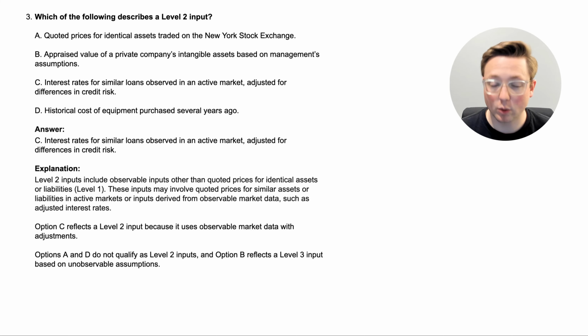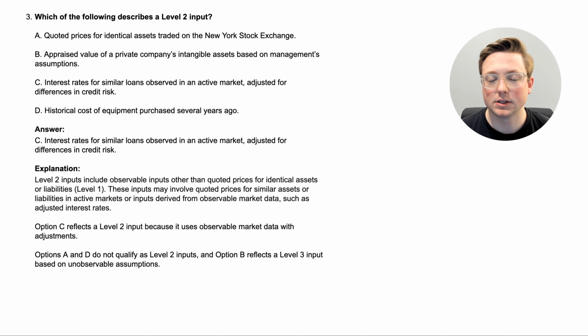Options A and D do not qualify as level 2, and option B reflects a level 3 input based on unobservable assumptions, and that gives us a little bit of a hint for what a level 3 input is about. Level 1 would have been A, the quoted prices for identical assets traded on the New York Stock Exchange, and D also would probably be something more like a level 3 input. So again, difference here, level 1, identical in an active market, and the information is readily available immediately. Level 2, more like you have to observe it. It might be in an active market, but it would be for similar assets, not identical, or it might be in an inactive market for identical assets, but again, it's an inactive market.